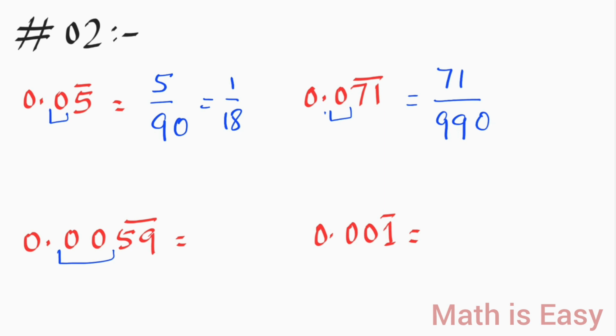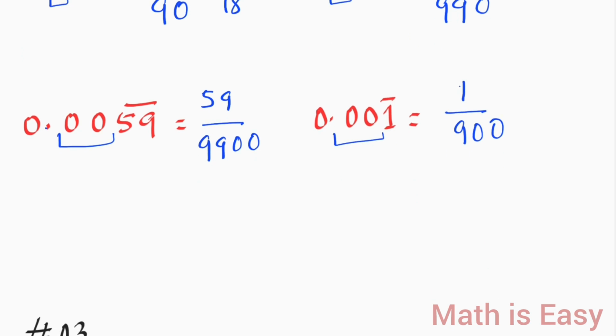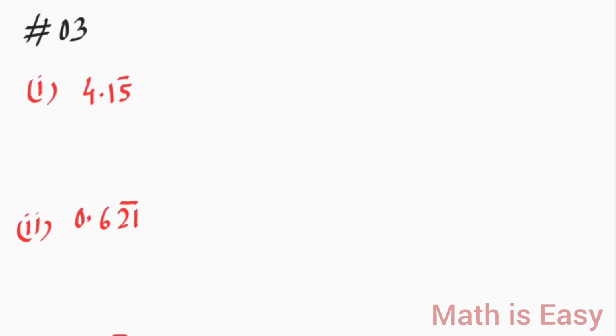Okay, here it is 59 upon 99, because two digits are repeating, and since there are two zeros between the decimal point and the repeating digit, we put 2 zeros here. Okay, and now we have this. So 1 upon just 1 nine. Why? Because only one digit is repeating, but since we have two zeros between the repeating digit and the decimal point, we put 2 zeros here, and this is our answer. Understand?